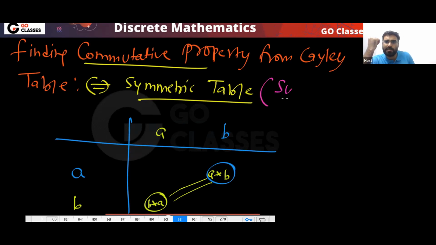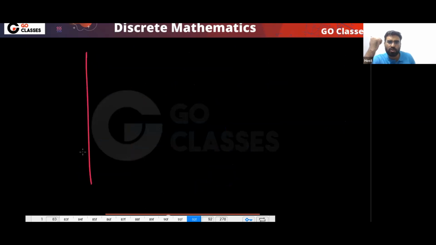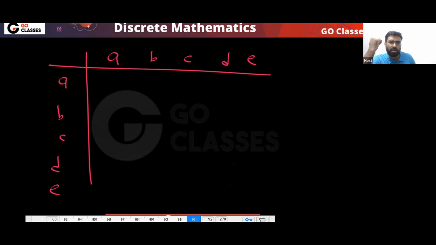Basically, it's like a symmetric matrix. Okay, so this type of situation. So just check whether this is symmetric or not. Means this is your diagonal. If this is your diagonal, let's assume that you have A, B, C, D, E, and here also A, B, C, D, E. Then you can notice here this is called the diagonal. These entries, this is your diagonal.